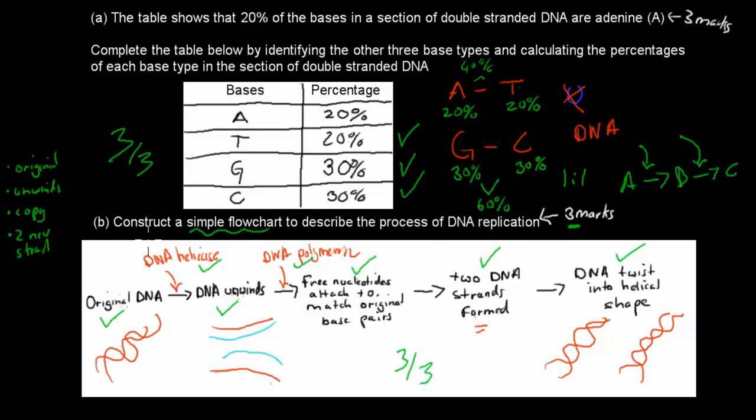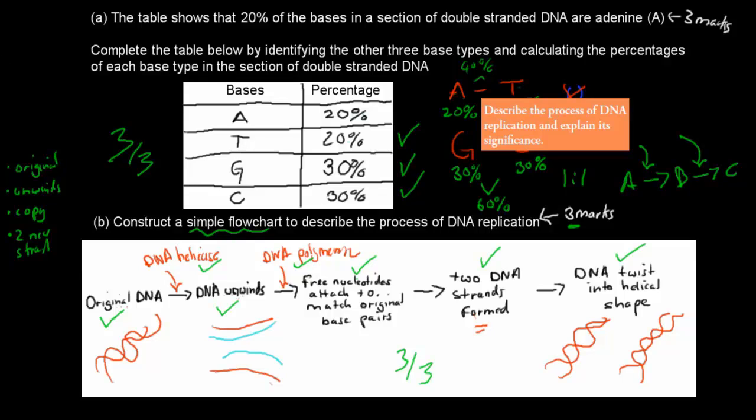So you wouldn't have to write much because this is construct a simple flow chart. Where does it come from? It comes from this dot point. Describe the process of DNA replication and explain its significance. We didn't have to explain its significance, we only had to describe the process of DNA replication.